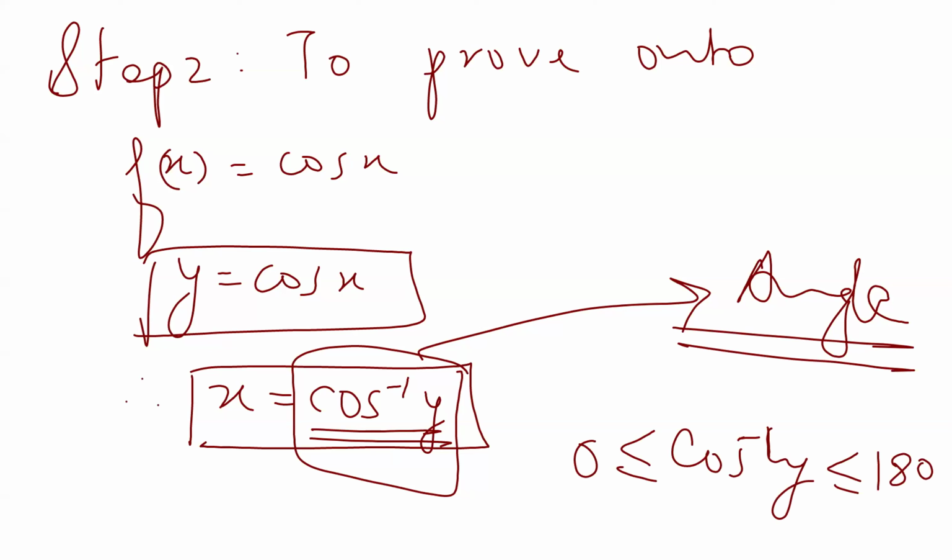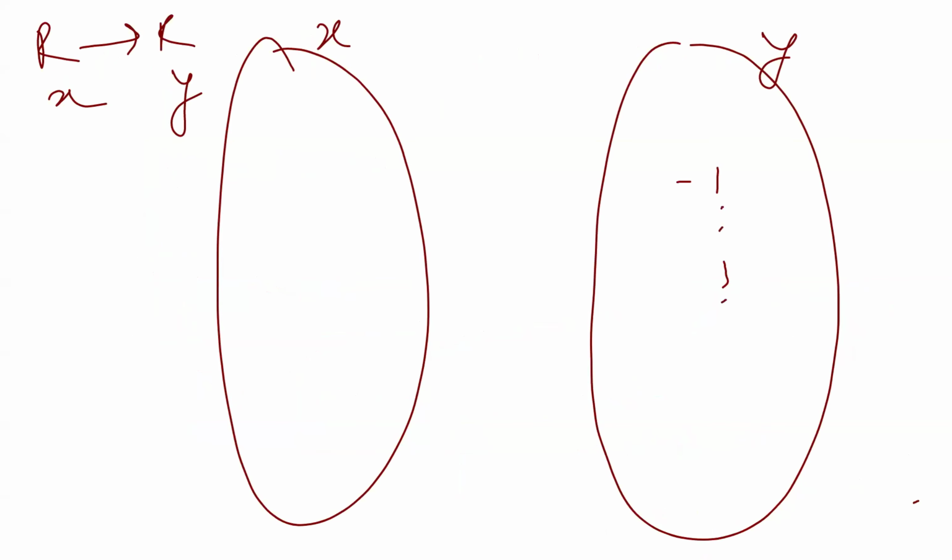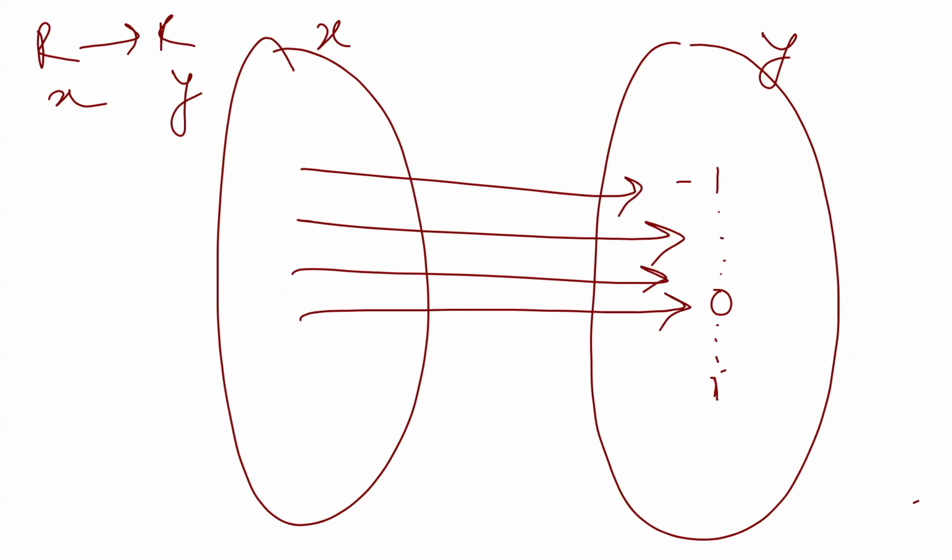Do you recollect this? I have sent a PDF on the group. Cos inverse y will give you an angle, and that angle will lie between 0 to 180. And y is the value, which will lie between -1 to 1. Now see, I'm just drawing this diagram: -1, then 0 somewhere over here, and 1. These are all real numbers. For all the values from -1 to 1, there will be a pre-image.